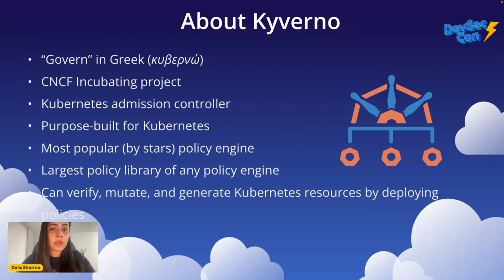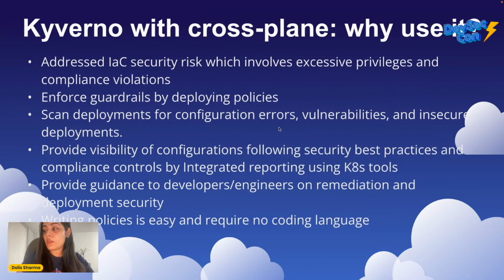Crossplane helps you in infrastructure as code model. But why do you use Crossplane and Kyverno? How to use it and why to use it in the first place? So Kyverno with Crossplane, why do you use it? It actually addresses the IaC security risk that we talked about, which involves excessive privilege, which involves compliance violations.